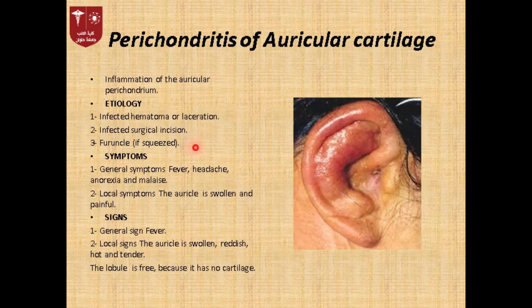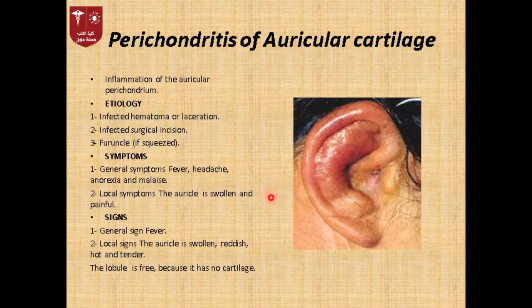What is a furuncle? It's an inflamed hair follicle. So if we squeeze this furuncle, the inflammation will reach the perichondrium, causing perichondritis of the auricle. What's the clinical picture of perichondritis? The general symptoms of inflammation, as usual: fever, headache, anorexia, and malaise. What about the ear itself? The auricle will be swollen and painful.